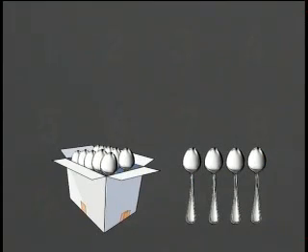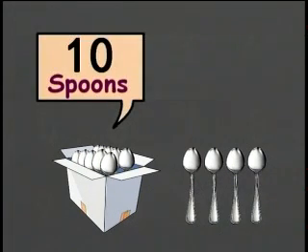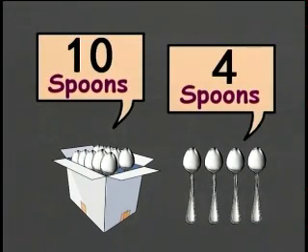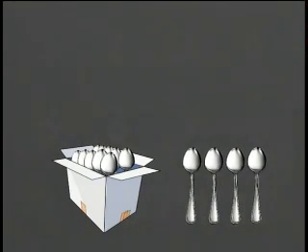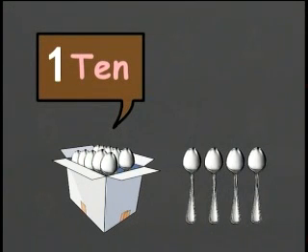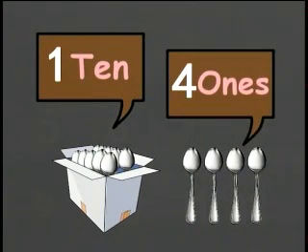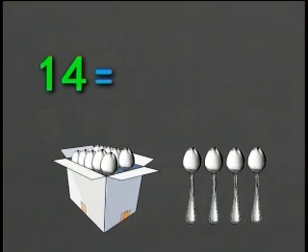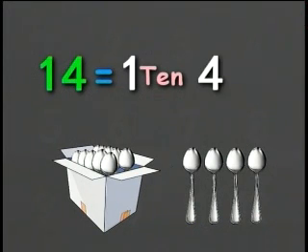Here are the 14 spoons we had counted earlier. We have a box of 10 and 4 extra. So this group of 14 spoons is made up of 1 ten and 4 ones. For the number 14, we can say that the digit 1 shows 1 ten and the digit 4 shows 4 ones.